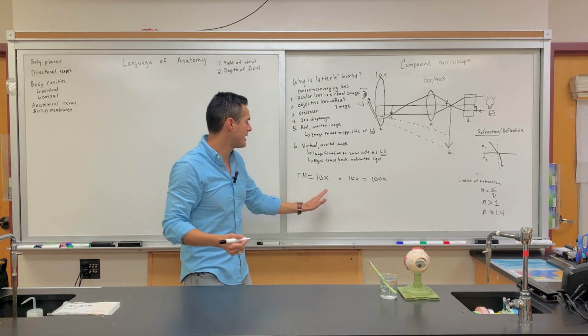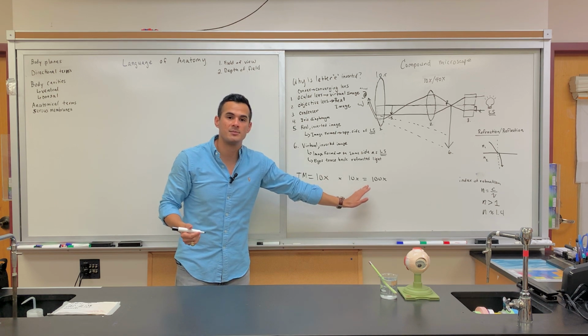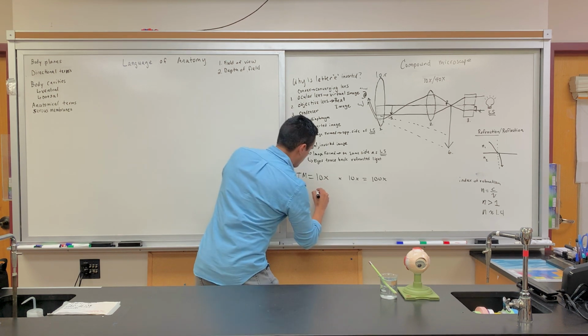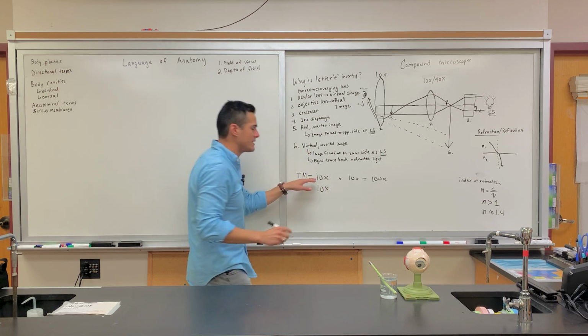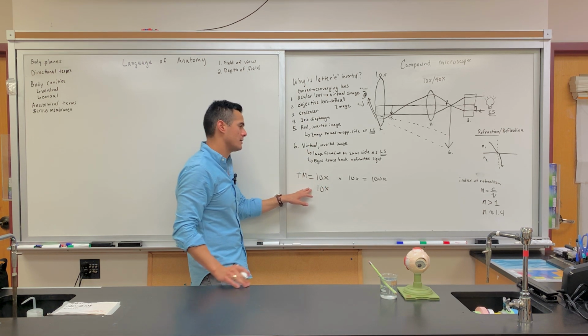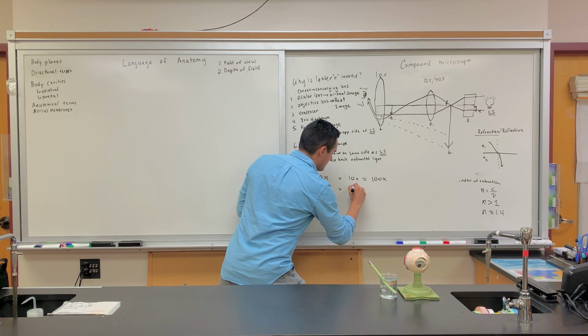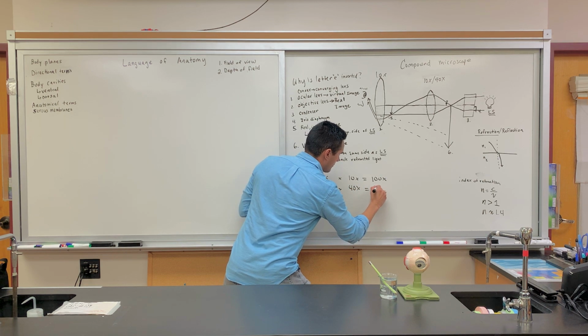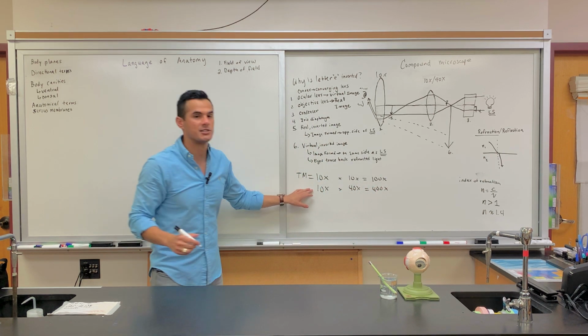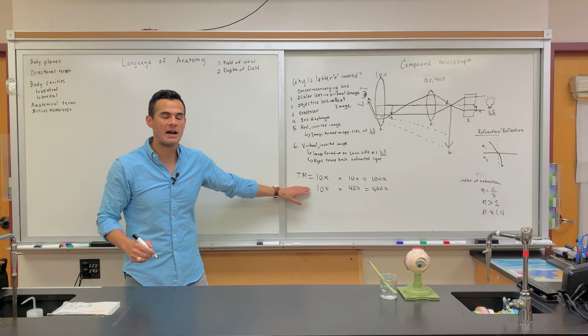100x. We're just multiplying the ocular lens times the objective lens. So the ocular lens, the magnification is not going to change. The only thing that's going to change is the objective. So 400x. That's the total magnification when we're in high power.